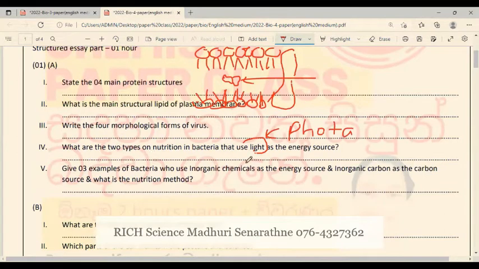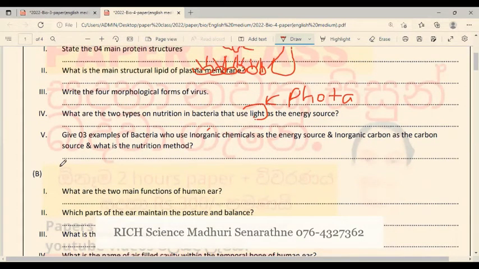So, what are the answers? First one, photoautotrophic nutrition, and photoheterotrophic nutrition. Give three examples of bacteria that use inorganic chemicals as the energy source and inorganic carbon as the carbon source, and what is the nutrition method? Chemoautotrophic, and you have to give three examples. Every name should be in the scientific form.